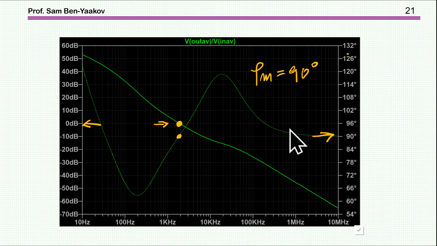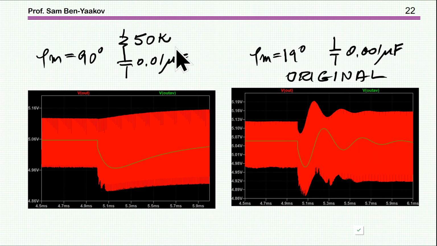This is the original response, and this is with the modified compensation network with the 50 kilo ohm. This is just a capacitor. And you can see that indeed there is no oscillation here, but the response is a bit sluggish, and this is because of the phase margin, which is 90 degrees. In fact, a smaller phase margin will make it a faster response.